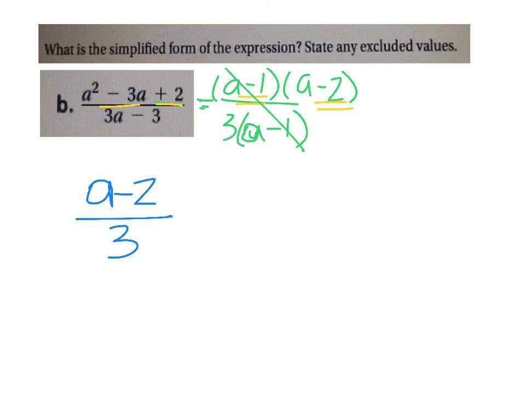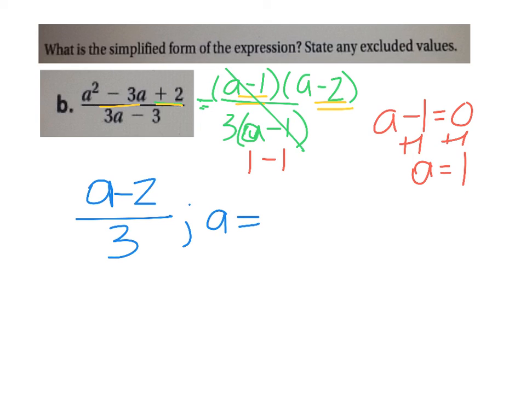Okay, pretty easy to figure out our excluded value here. I think we all can look at this and say, well, 1 minus 1 would give us 0. As always, though, you can set it up. a minus 1 equals 0, add 1. So we know that a equaling 1 would make the bottom be a 0. Can't have that, so we're including that a cannot equal 1.